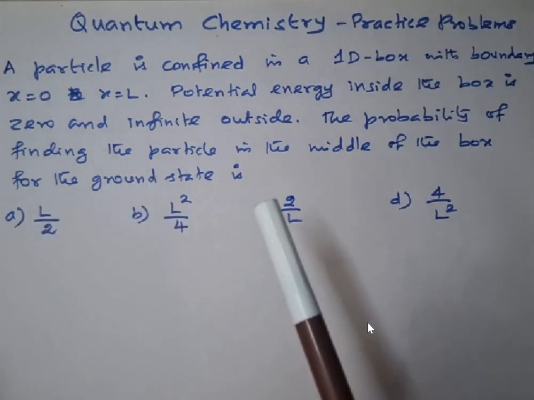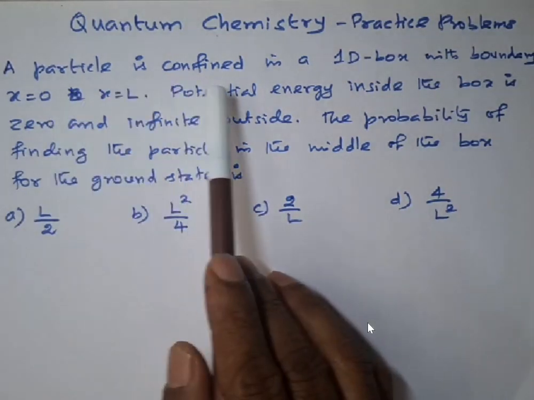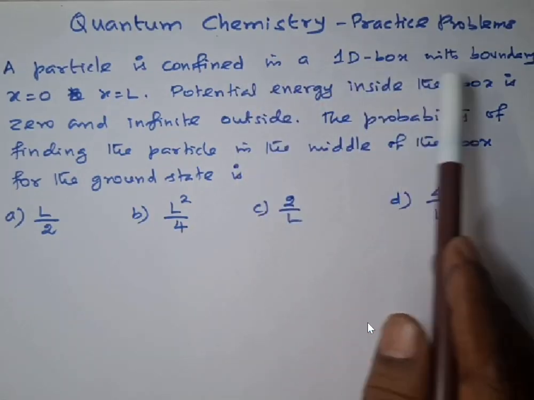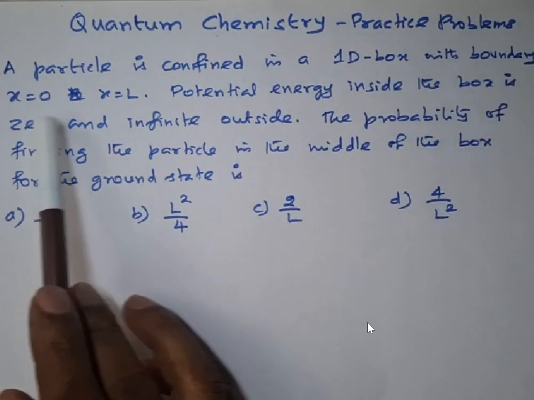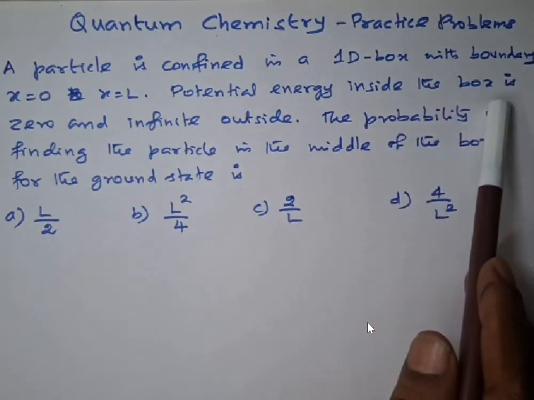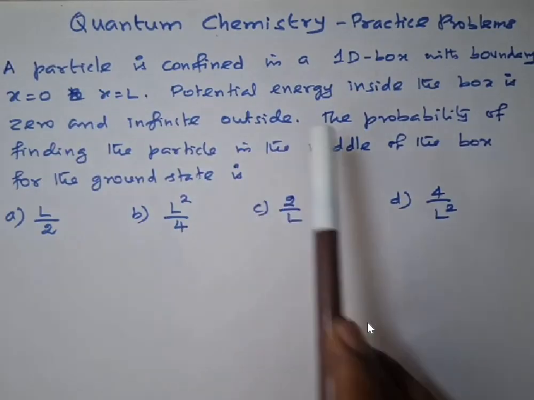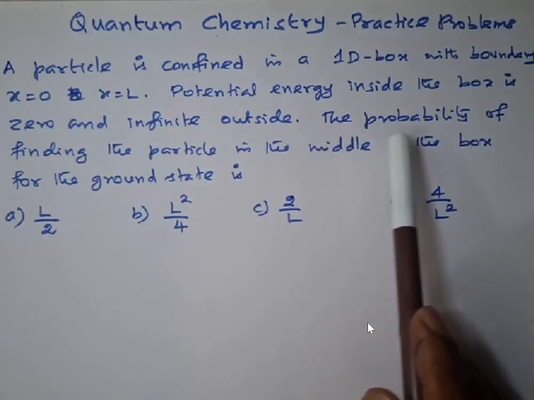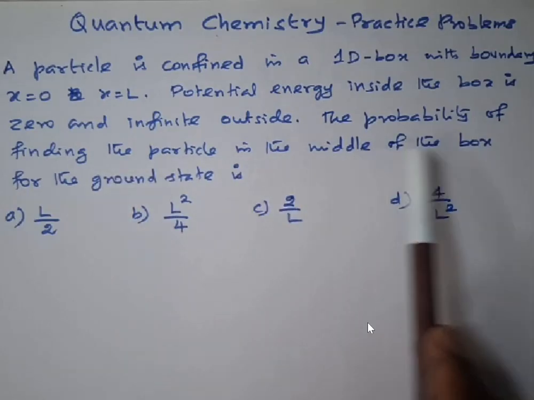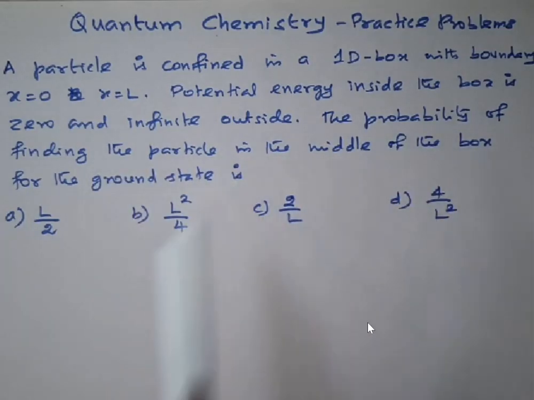Okay, so what's the question given? A particle is confined in a one-dimensional box with the boundary x equal to 0 and x equal to L. Potential energy inside the box is 0 and infinite outside. The question asked here is the probability of finding the particle in the middle of the box for the ground state.